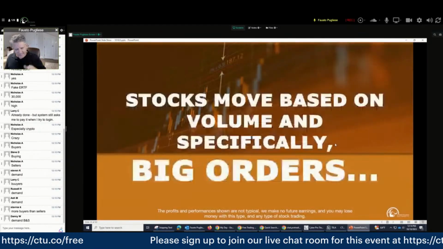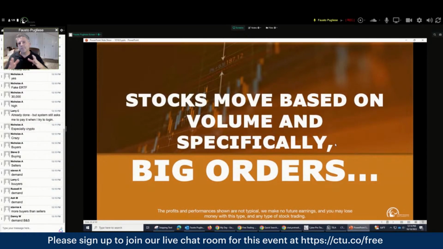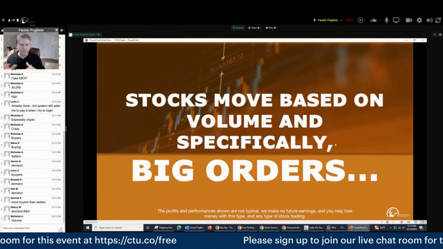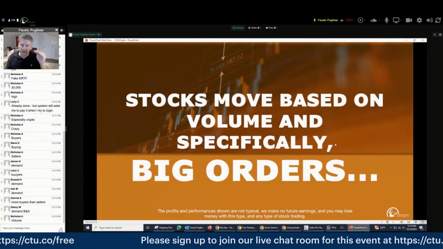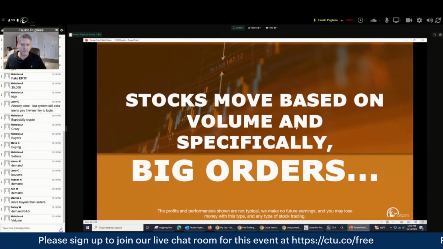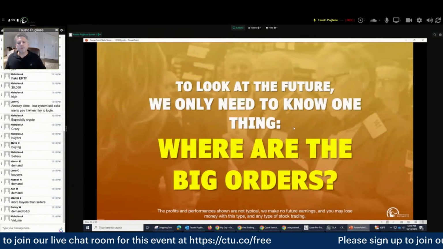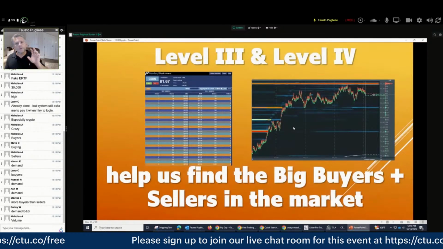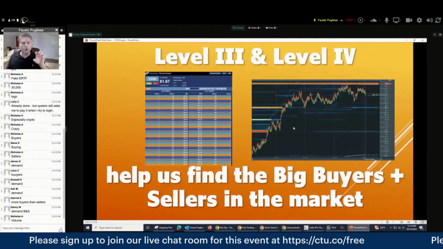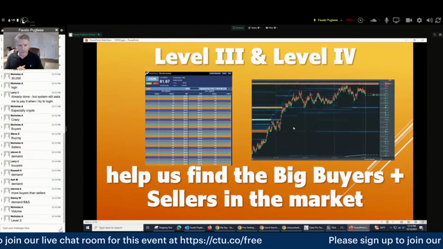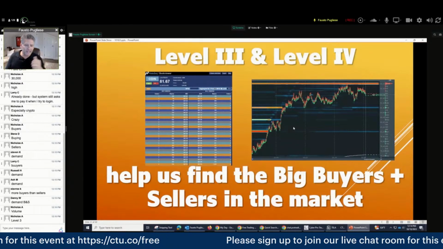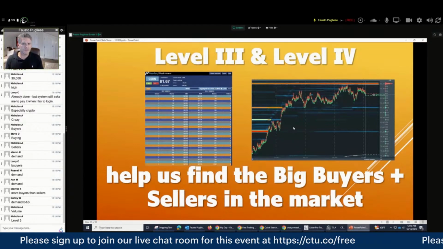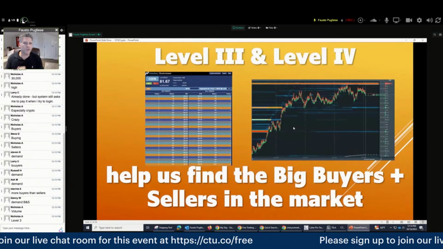So let's do this. What is going to make a big supply and demand? Big block orders. That's what's going to make stocks have these big support levels and these big resistance levels. So how do we find these big orders? Very simple. We need to go to two different windows, something called level 3 or level 4. Now, my question to everyone here is this. Who here has level 3 quotes? Forget about level 4 right now. Let's just start with level 3.